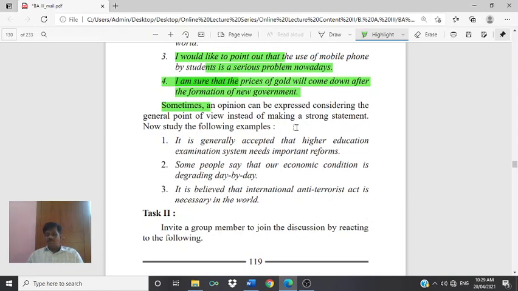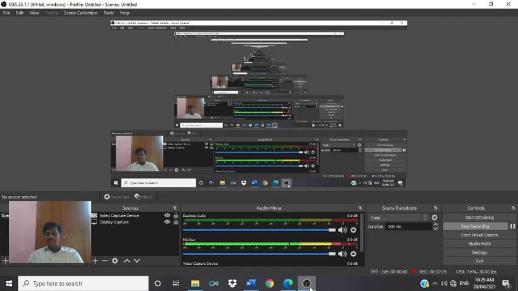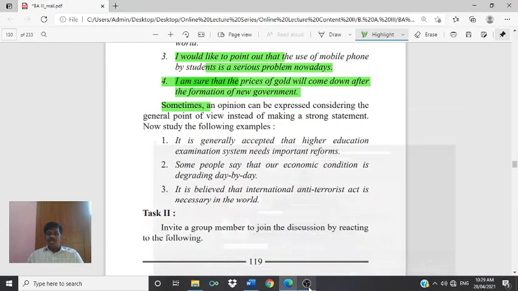Now study the following example. Many times it happens with us that we are not that assured or confident about the statement that we have made, and the statement can be modified by other members. It is open for discussion or suggestions. In that case, how to express it?